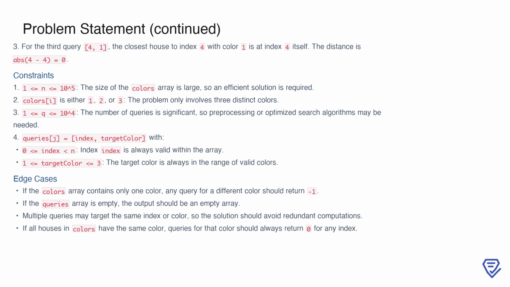These examples highlight important edge cases, such as when the target color is missing entirely from the array or when the required house is at the same index as the query. The constraints emphasize the need for an efficient solution, as the array and query sizes can both be large, and redundant computations should be avoided wherever possible.